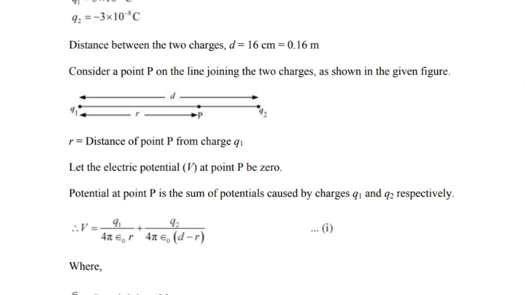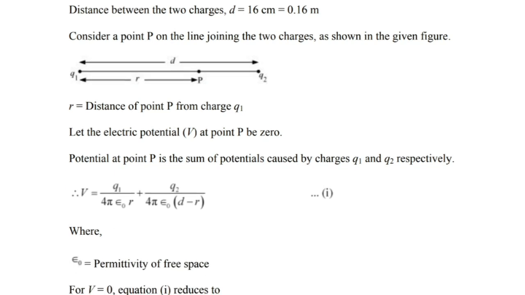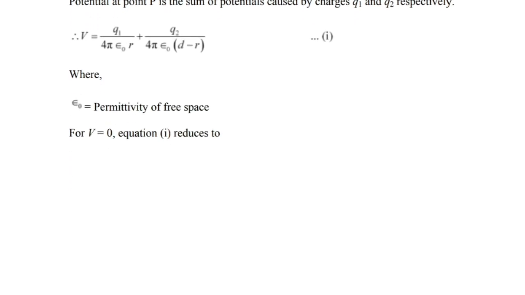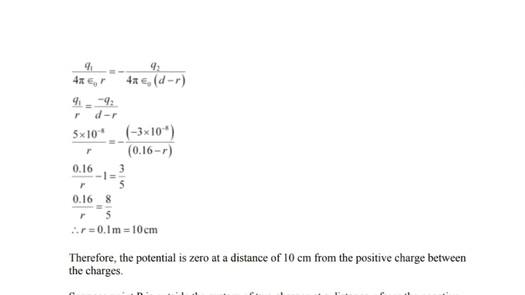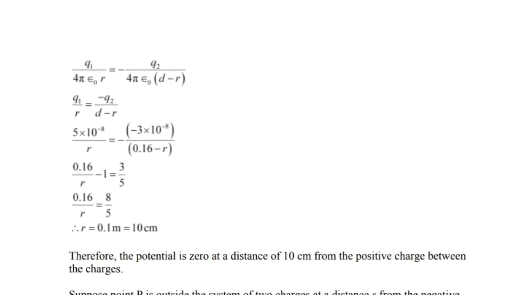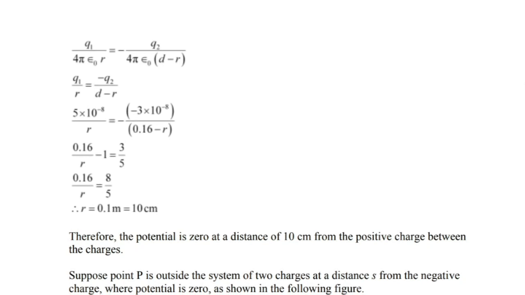So we are considering that point P. At the point P, the sum of potentials is equal to 0. The sum of potentials is given by Q1 by 4 pi epsilon 0 R and Q2 by 4 pi epsilon 0 (D minus R). It is that R which you have to find. D is 16 centimeter. Putting V equal to 0, the equation becomes like this. Then simplifying, we'll get R to be 10 centimeter. That means from the positive charge at a distance 10 centimeter, the total potential is 0.